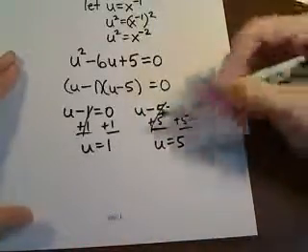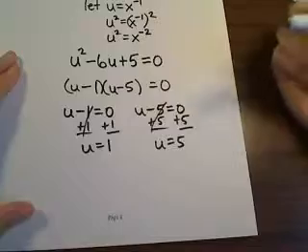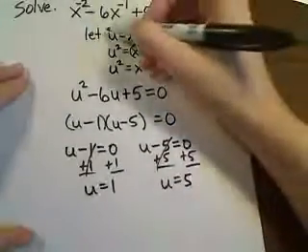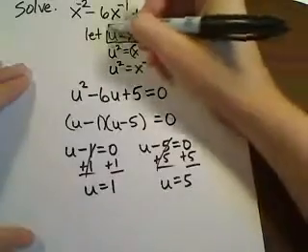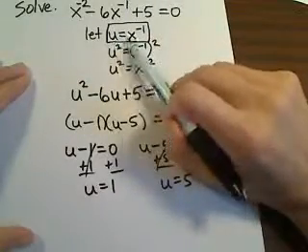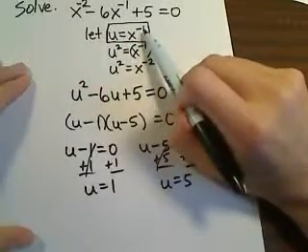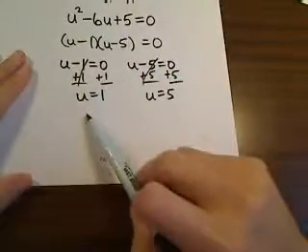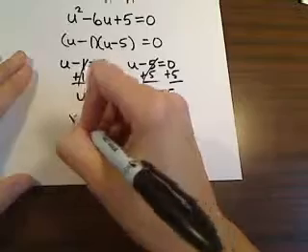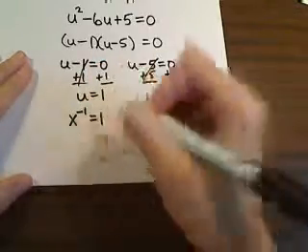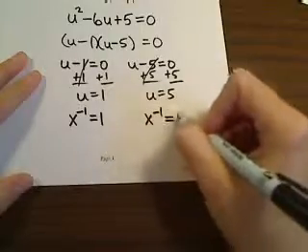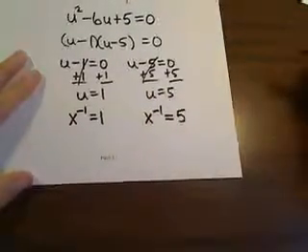Now, we weren't solving for u though, we were solving for x. And so what I have to do now is go back and do a back substitution. Since I know that u is equal to x to the negative first, I'm going to take x to the negative first and substitute it in wherever there's a u. So these become x to the negative first equals 1, and x to the negative first equals 5.